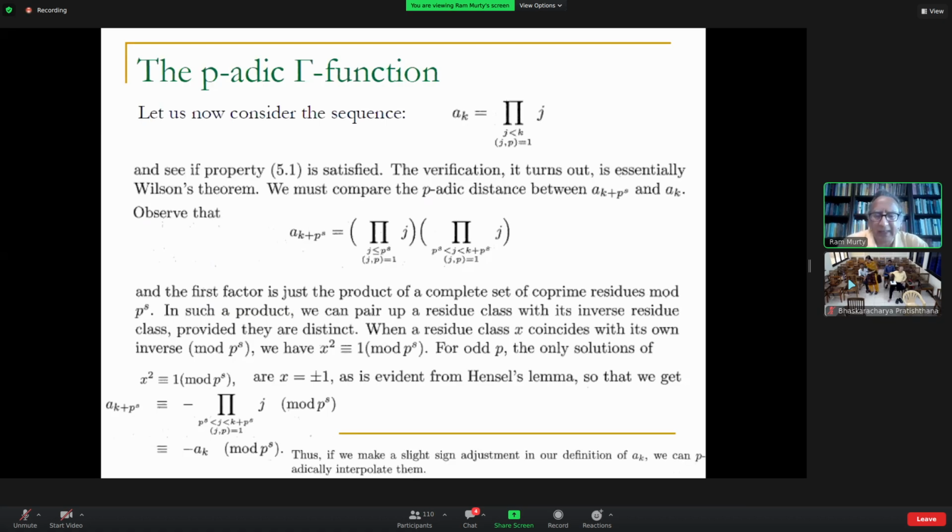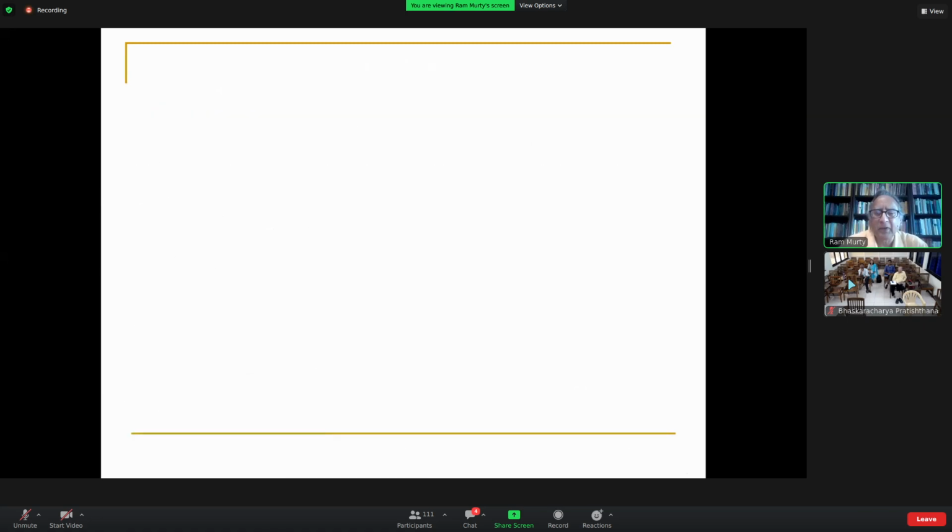So if we make a slight sign adjustment, we might be able to do it. So we're off by this minus sign. That means that perhaps this naive way of trying to talk about factorials as the product of all the numbers just less than k, which are coprime to p, is not completely right. You may have to fudge it with a sign function. So let's look at that.